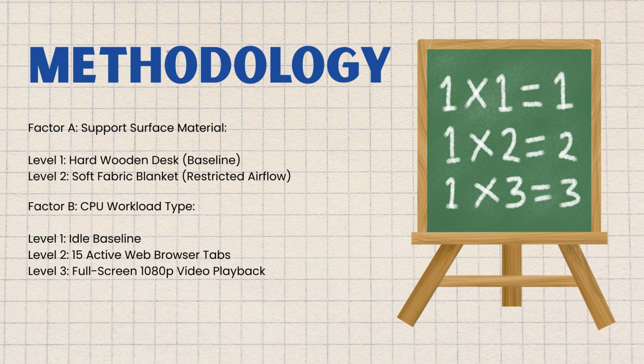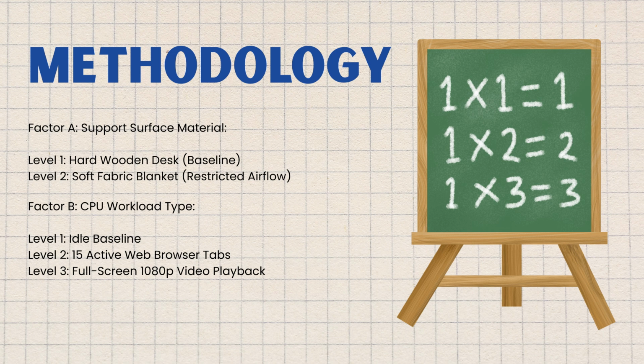Factor B was our CPU workload, tested at three levels: an idle baseline, 15 active web browser tabs, and a full screen 1080p video playback. Our dependent variable was the maximum CPU core temperature measured in Celsius.